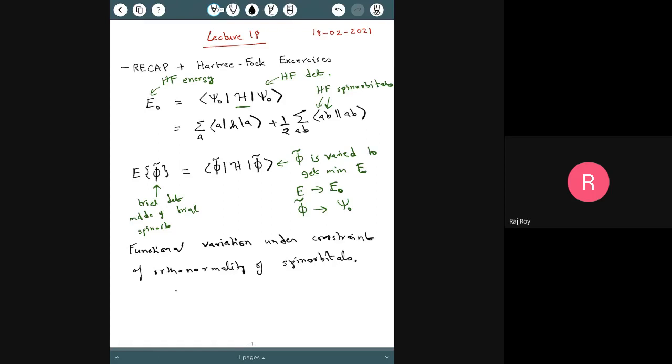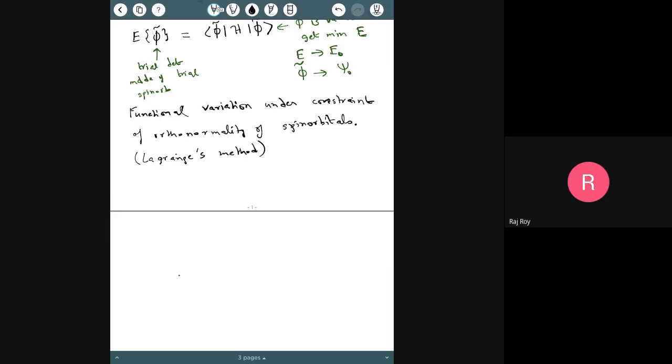And functional variation under constraints is carried out, as you know, you must have used it many, many times, and we have also done it in previous classes, by Lagrange's method of undetermined multipliers. In this variational method, you define what is called a Lagrangian, and this Lagrangian contains the expression that you want to optimize, that is this, and you have the constraints, which are then multiplied with some multipliers, or some numbers, which are going to be determined by our final equation.